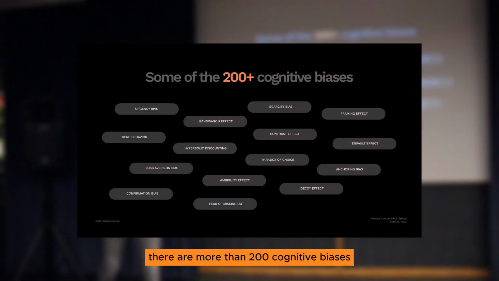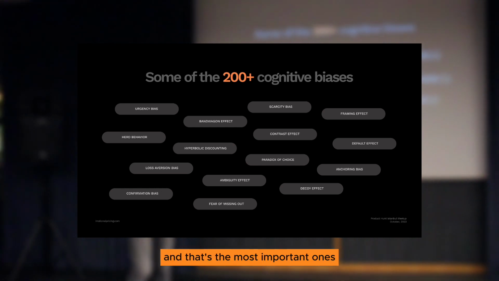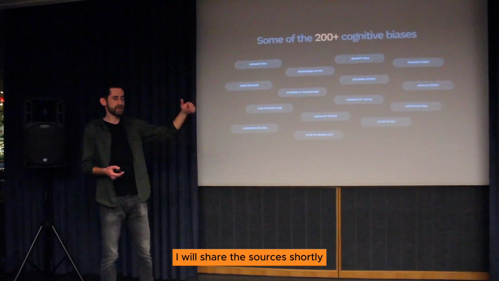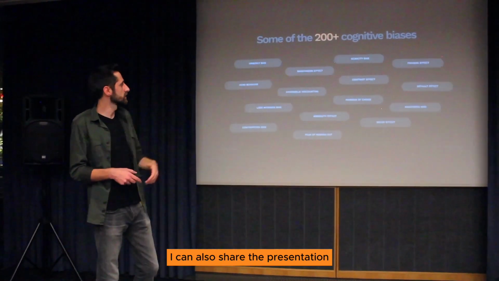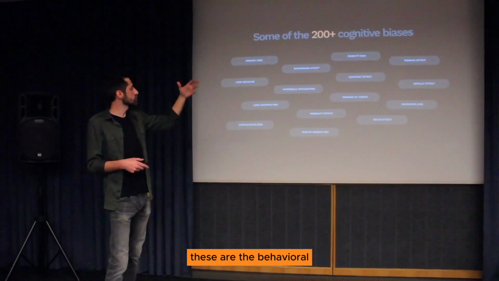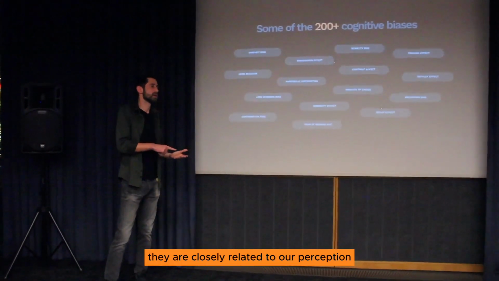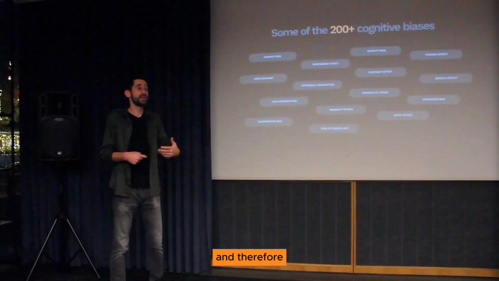There are more than 200 cognitive biases and behavior effects. And those are the most important ones, especially in the context of pricing. I will share the sources shortly. If anyone is interested in this topic, I can also share the presentation. These are the behavioral effects that influence us the most. As I mentioned, they are closely related to our perception, the value we assign, and therefore, what we are willing to pay.